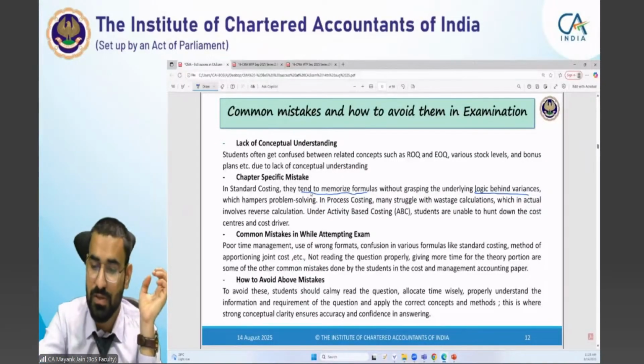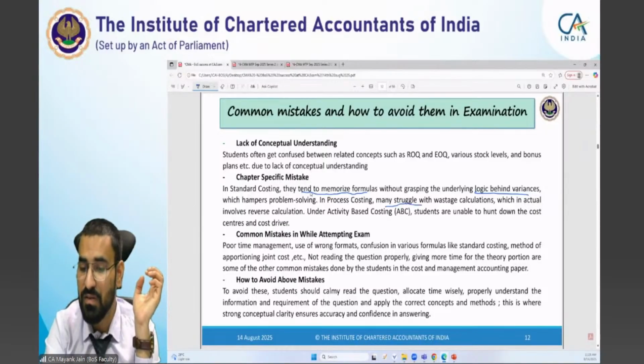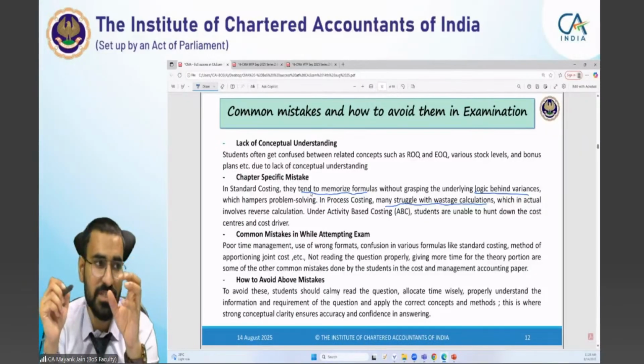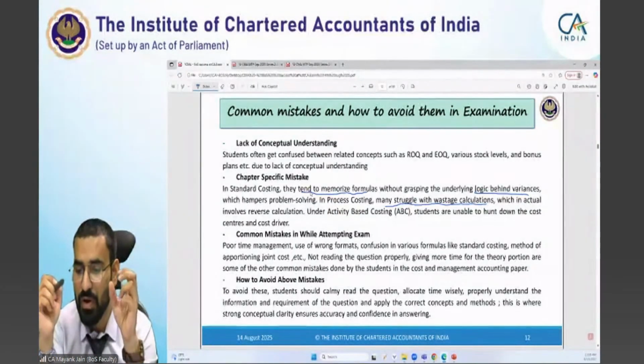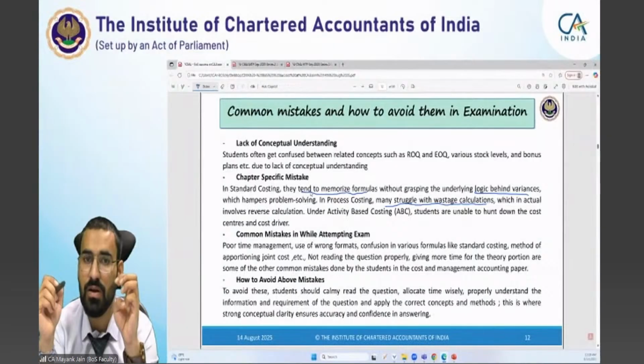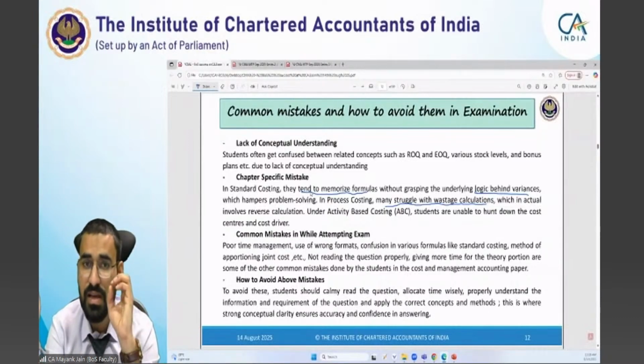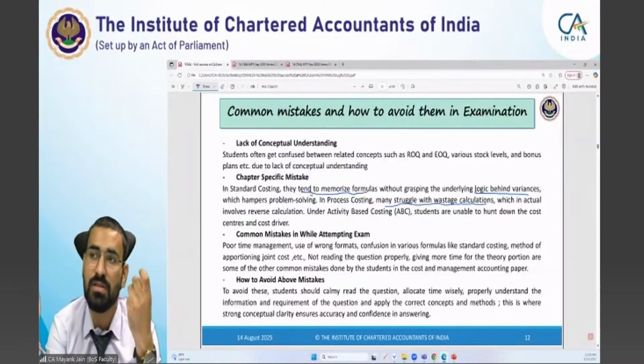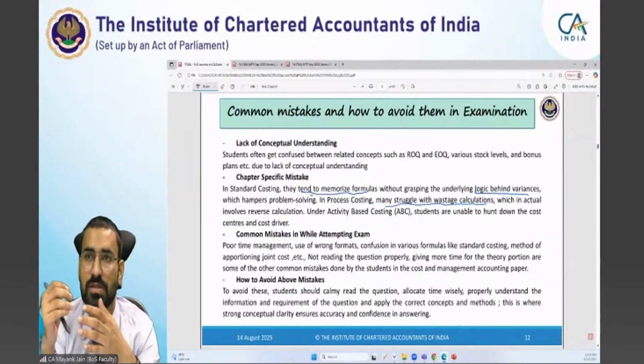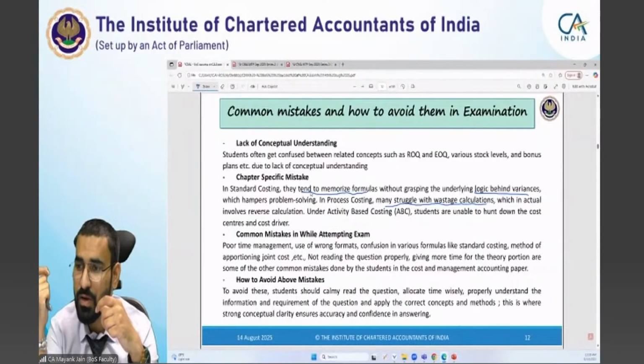Next is process costing. You will struggle with the wastage calculation. For improving your efficiency, for grasping a strong grip on process costing, you have to practice a lot and lot of questions for the wastage calculation and for calculating equivalent units. Wastage calculation is actually a reverse calculation. You just go through the formulas, you just attempt the question, but you don't understand how we are calculating it. It is actually a reverse calculation. You have to understand this concept.